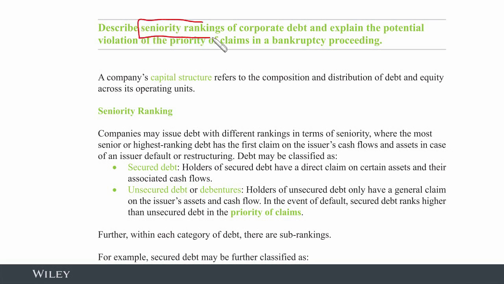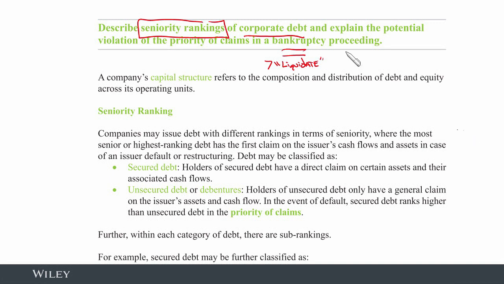Now, seniority rankings with corporate debt. In the event this corporation goes bankrupt, the first thing we want to be mindful of is that there are two types of bankruptcy you're going to see. One type is when there's no hope. In the US, we call that a Chapter 7 bankruptcy, where we're going to liquidate the company. It's going to cease to continue operations. We're going to take the assets, sell them, convert them to cash, and then use the cash to service the debt. So that's a Chapter 7 liquidation.